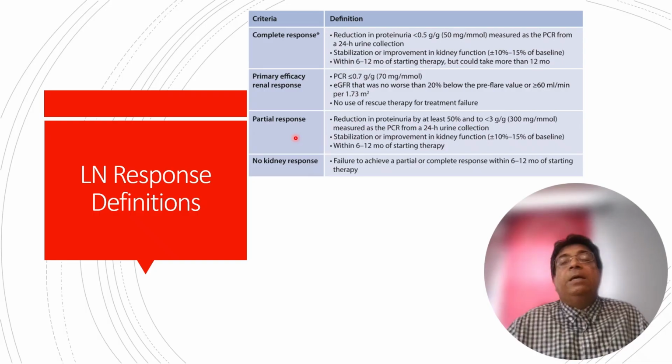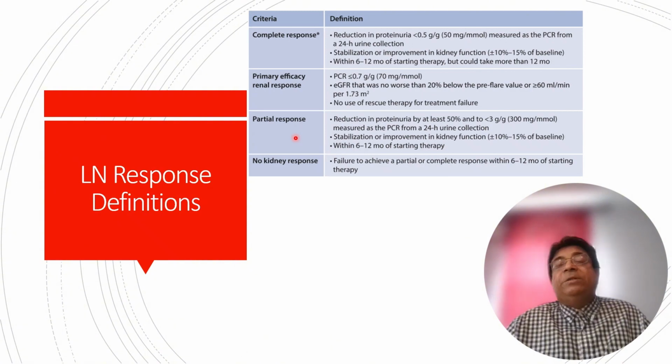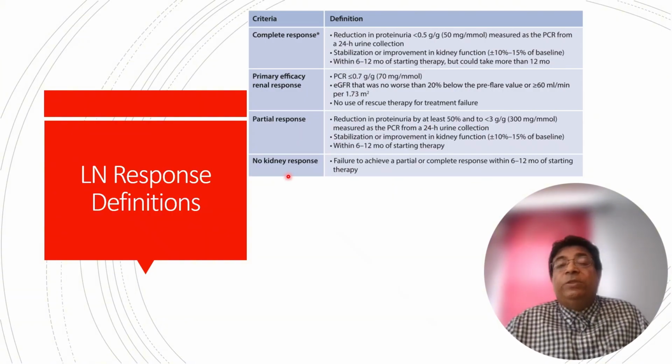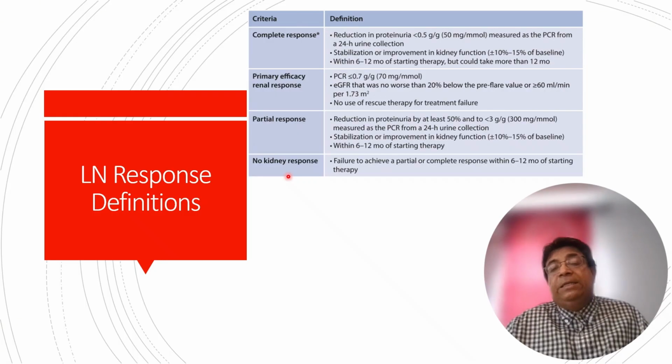Partial response is a reduction in proteinuria by at least 50% and to less than 3 gram per gram or 3,000 milligram per gram, as measured by the urine protein to creatinine ratio or a 24-hour urine collection. And you want to have stabilization or improvement in kidney function within 6 to 12 months of starting therapy. If there is no kidney response, which means you fail to achieve partial or complete response within 6 to 12 months, that is failure of therapy or lack of kidney response.